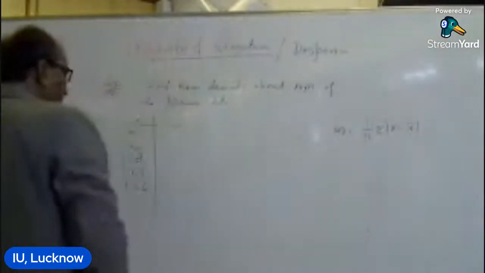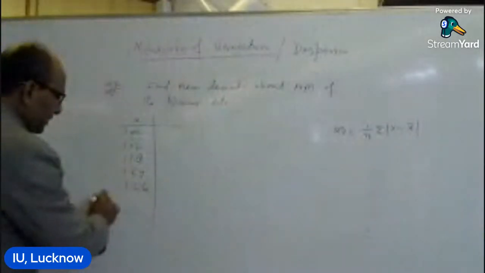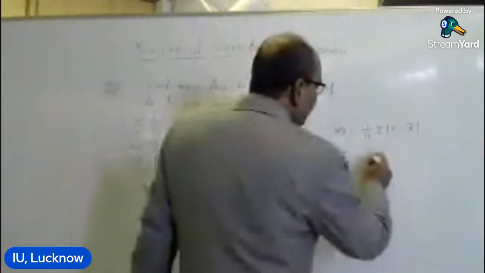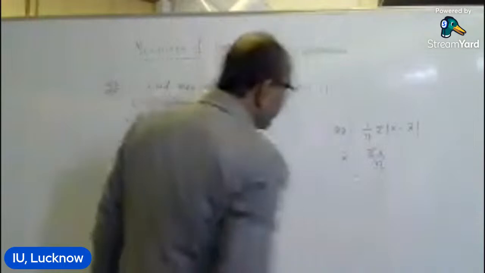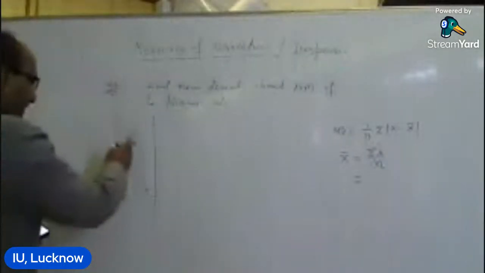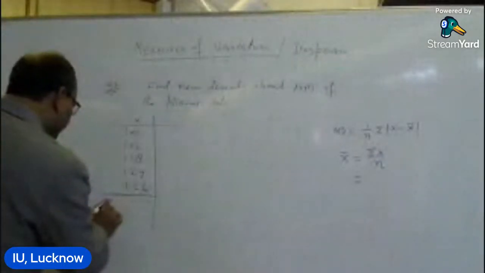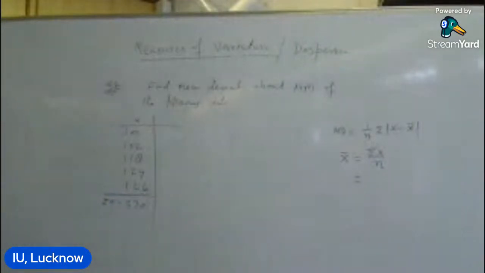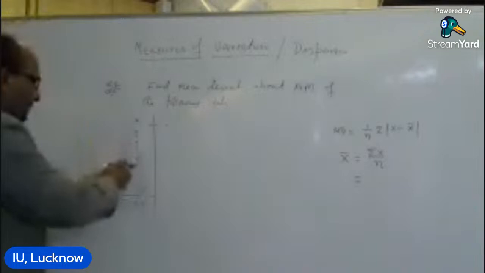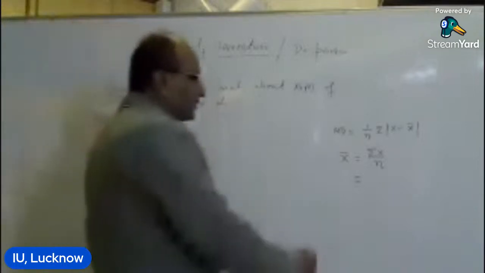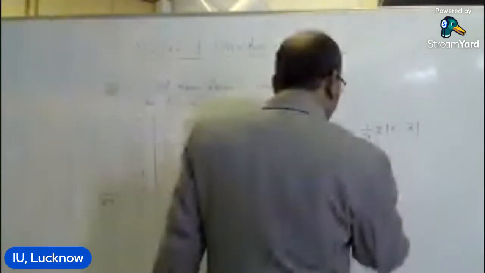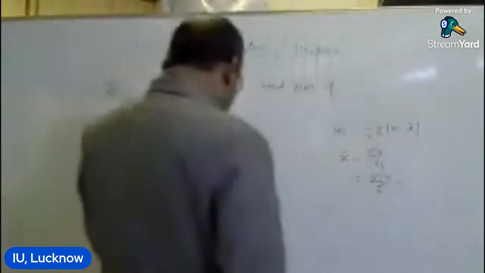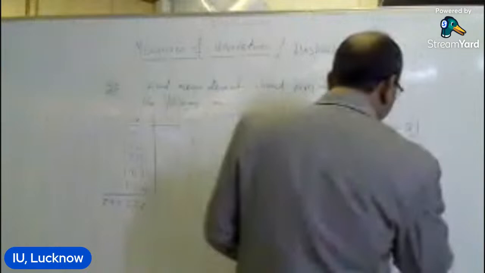So what will be the mean x bar? And the formula for x bar we know, this is summation x upon n. So summation x, if you add, is equal to 570. And how many observations? There are 5 observations. So mean will be 570 divided by 5, and this is 114.